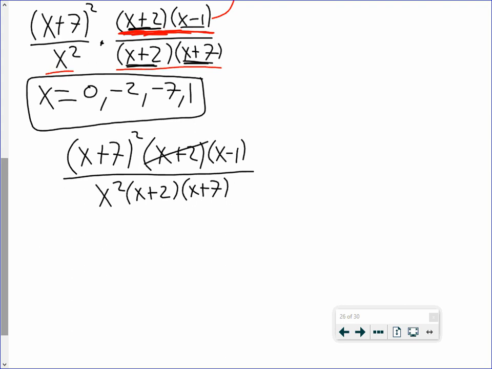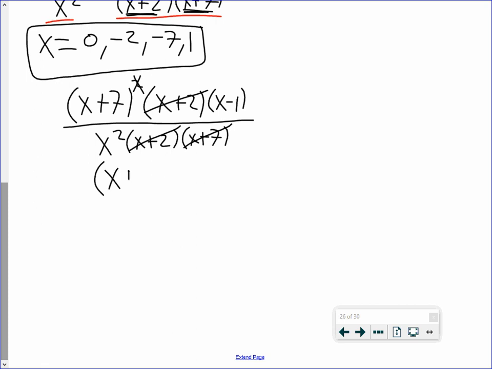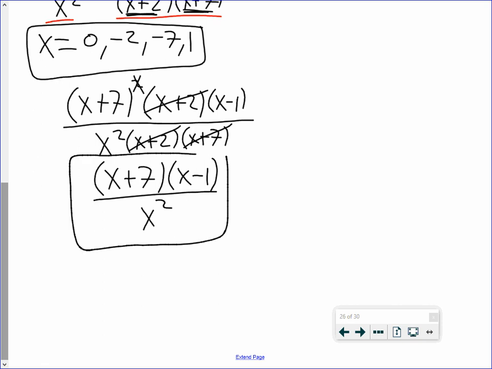So we have an x plus 2 on the top and bottom. We can get rid of those. And we can see we have an x plus 7 all squared. Remember, that means it happens twice. X plus 7 all squared is the same thing as x plus 7 times x plus 7. So we can get rid of one of those x plus 7s on the top, and get rid of the x plus 7 on the bottom. And when we do, we're left with x plus 7 on the top times x minus 1 all over x squared. We can't reduce it anymore from here, so this right here is our simplified version of the expression.